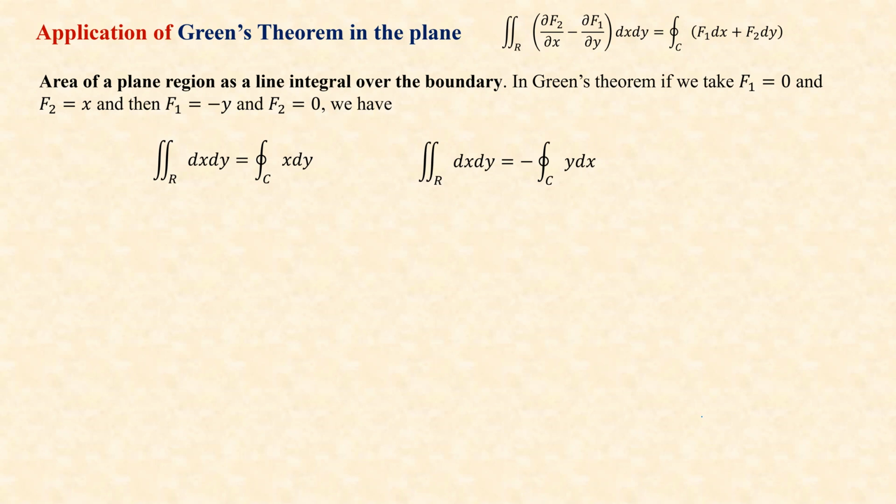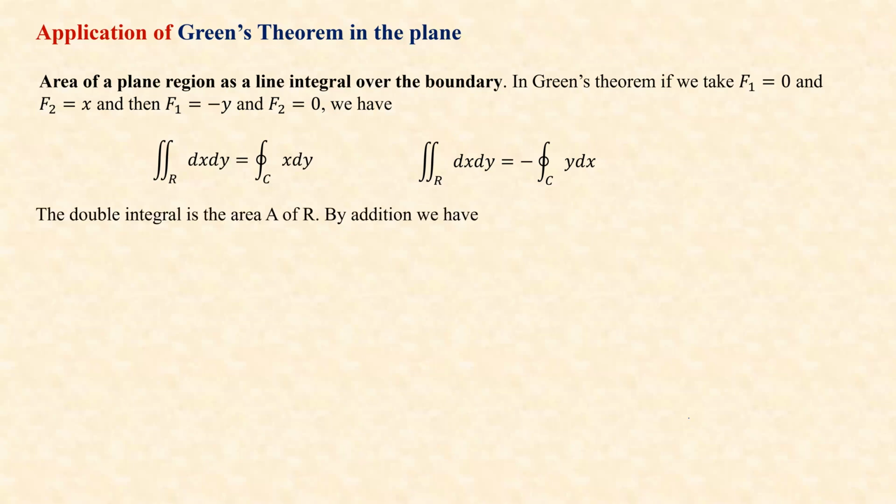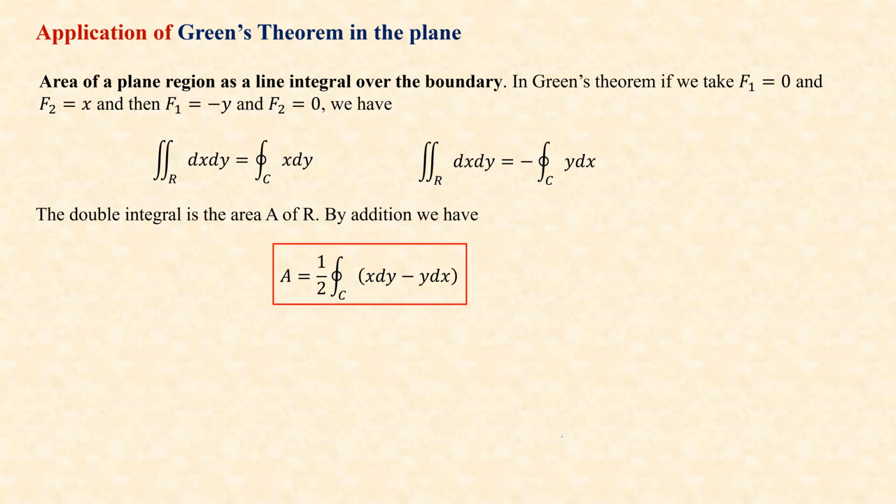So if you have the area equal to that, and area equal to that, then if you add the two equations, you get twice the area equal to the sum of the other two, and then we get area equal to half of the sum of the two. So we can write the area of a region as 1/2 the integral over the boundary of the region of x dy minus y dx. All right. So this can be viewed as a formula.